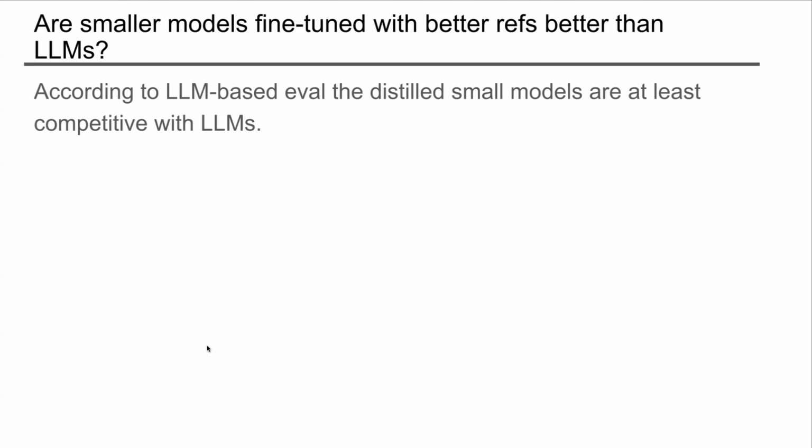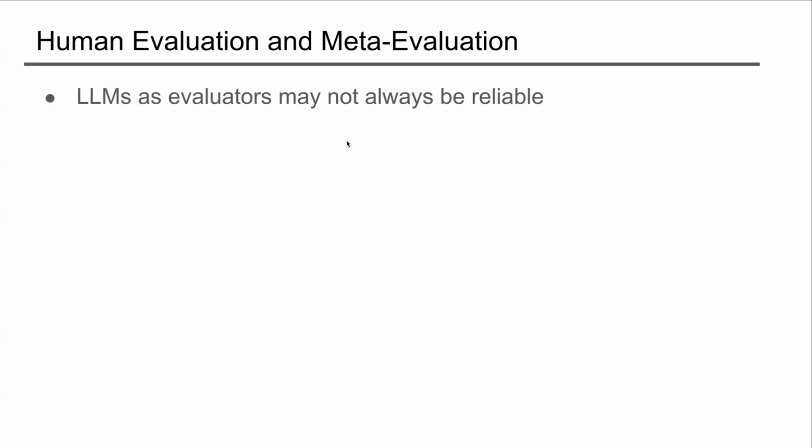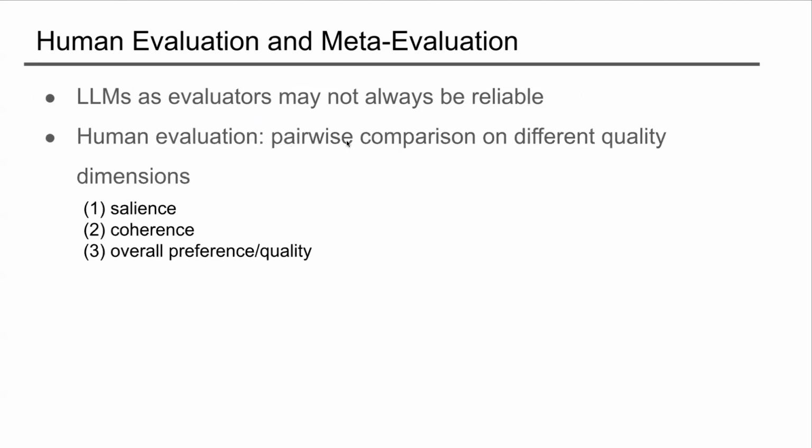But again, our question was, is this really the case? Is it really the case that smaller models fine-tuned on a specific task are better than LLMs? According to LLM-based evaluations, it seems to be the case. But we needed to investigate this further. So we did human evaluation, because using LLMs as evaluators may not always be reliable. So we asked human annotators to go through these generations and evaluate the quality of the summaries in terms of salience, coherence, and overall quality.